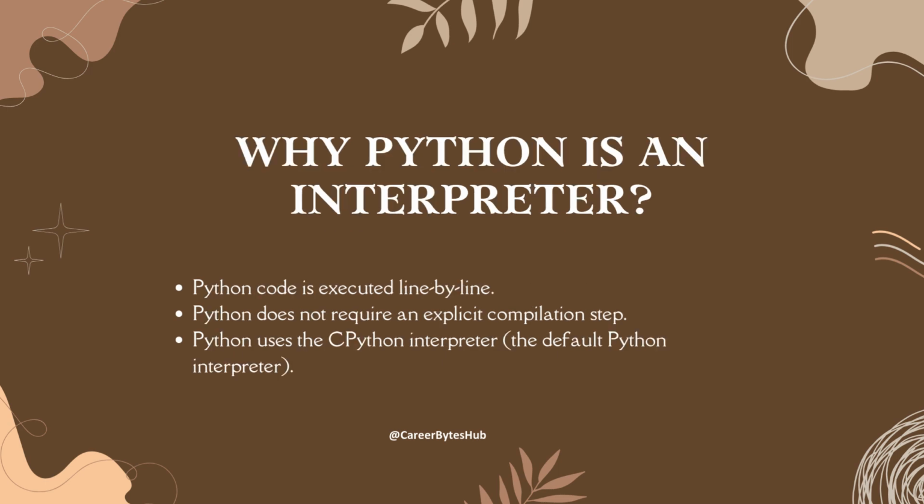Python is considered an interpreted language because its code is executed line by line, without the need for an explicit compilation step. This means you can run Python code directly without waiting for it to be compiled first. The default Python interpreter is CPython, which executes Python code in this way.